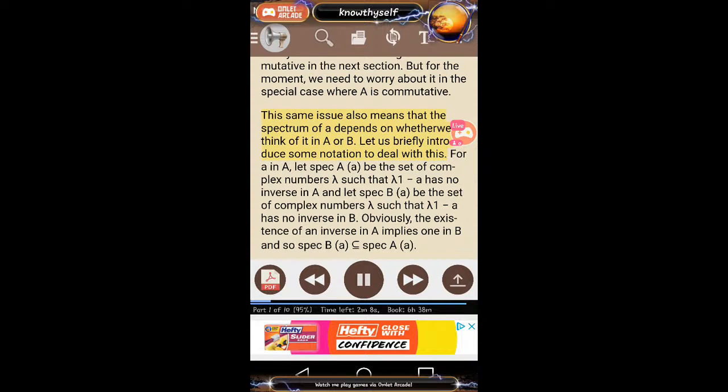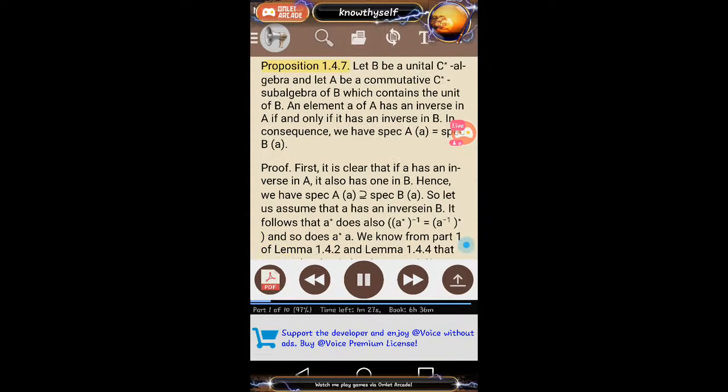This same issue also means that the spectrum of a depends on whether we think of it in A or B. Let us briefly introduce some notation to deal with this. For a in A, let spec_A(a) be the set of complex numbers λ such that λ1 − a has no inverse in A, and let spec_B(a) be the set of complex numbers λ such that λ1 − a has no inverse in B. Obviously, the existence of an inverse in A implies one in B, and so spec_B(a) is contained in spec_A(a).